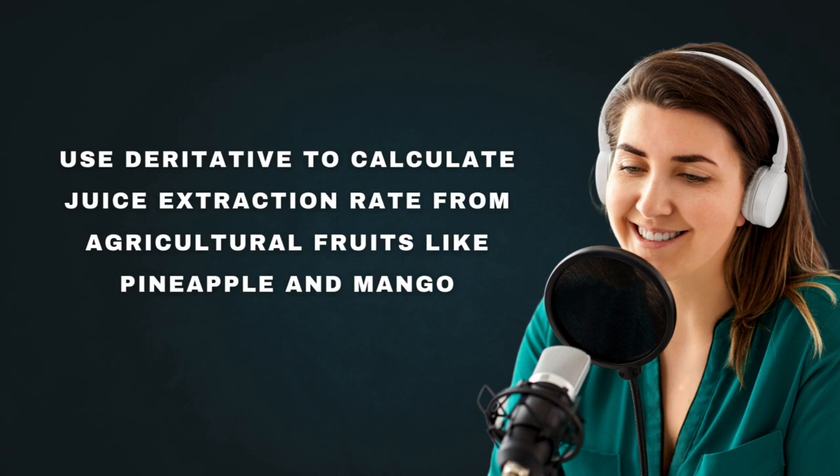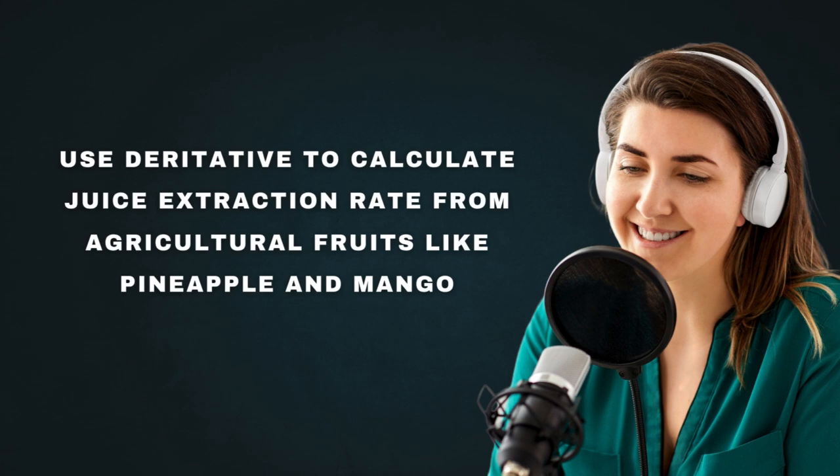They talk about models where maybe the amount of juice you collect is a function. A function of time, perhaps. Right. Or pressure. And if you want to know how fast that juice is flowing at any specific moment, like the instantaneous speed of juicing, that's where you need the derivative of that function. Precisely. It's not just about how much juice you end up with in total. For things like processing efficiency or maybe even quality control, knowing the rate, how fast it's coming out during different parts of the process, that's actually really important.